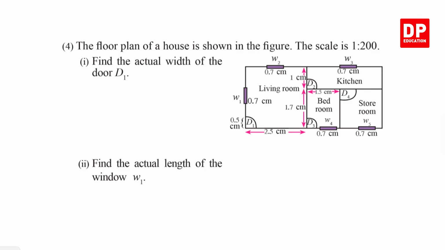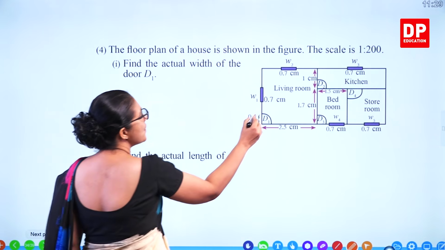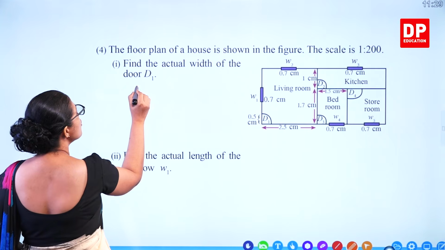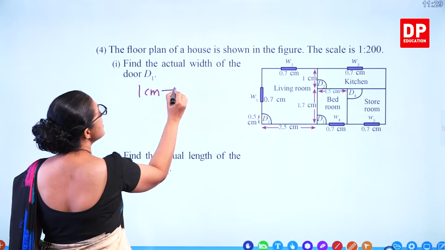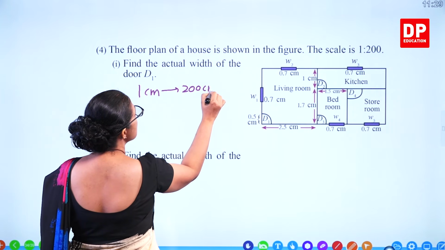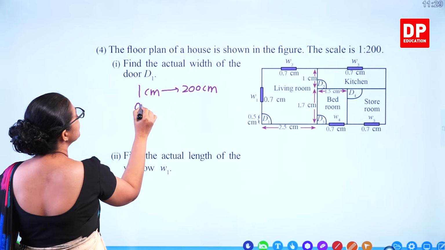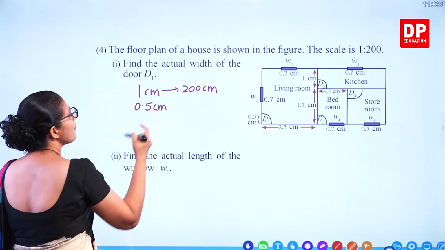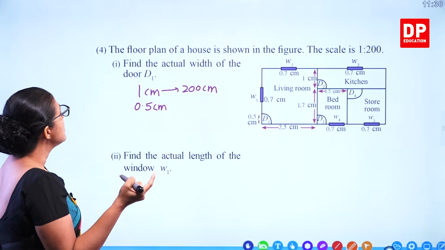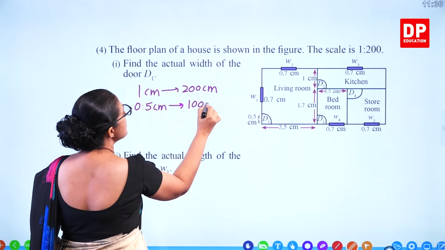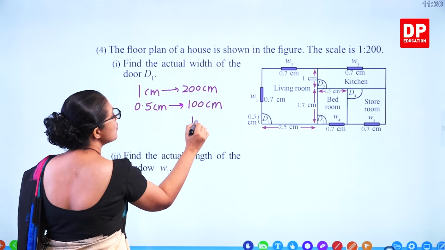The floor plan of a house is shown in the figure. The scale is 1 to 200. Find the actual width of the door, D1. D1 is 0.5 centimeter. 1 to 200, 1 centimeter means 200 centimeters. So we need 0.5. 0.5 means you are dividing by 2. Divide by 2, that's 100 centimeters, or divide by 100, you get 1 meter.